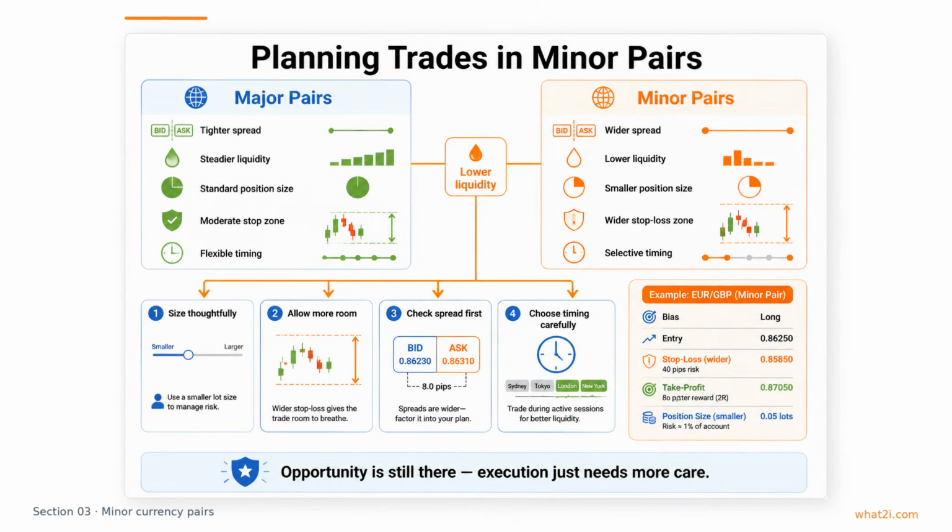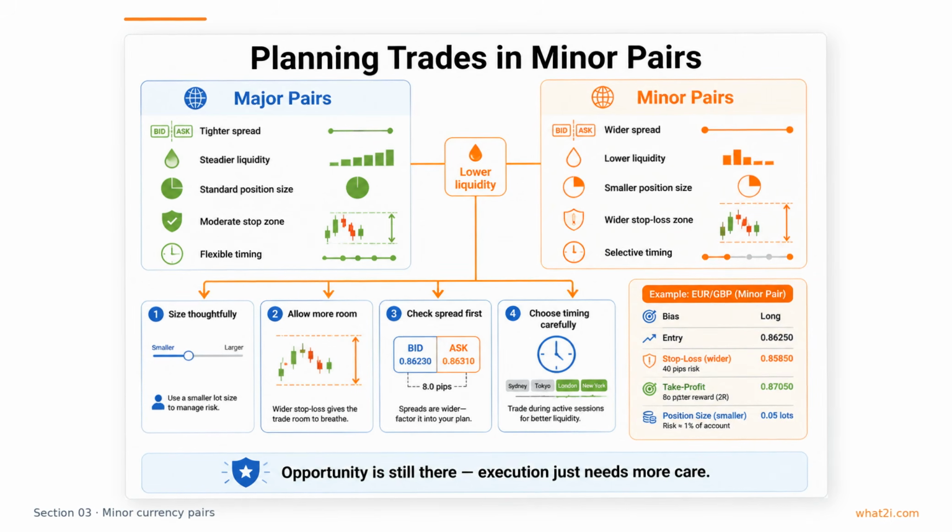All of this has practical implications for trade planning. Minor pairs can offer good opportunities, but they usually require more careful execution than major pairs. Position sizing often needs to be more conservative, especially if the pair is volatile or the spread is wide. Stop-loss placement may need to allow more room for normal price movement. It is also wise to check the spread before entering and be selective about the time of day you trade. The opportunity may still be there, but the margin for sloppy execution is usually smaller.